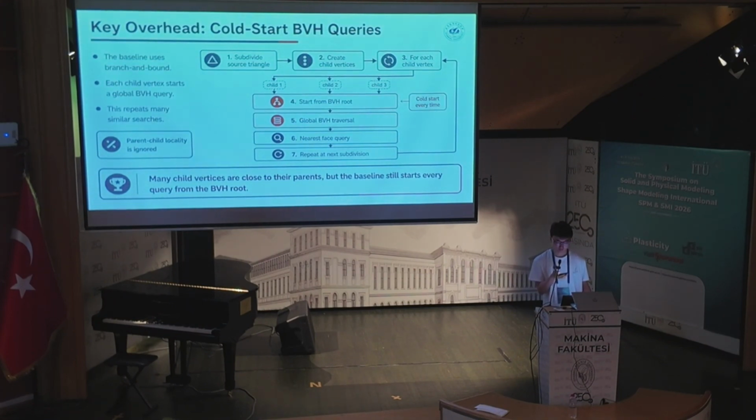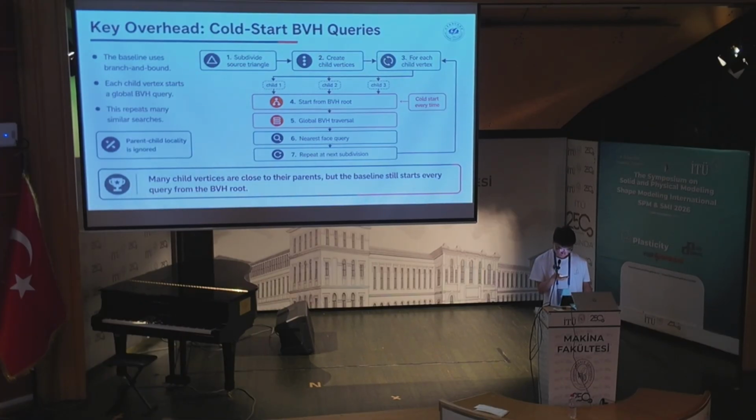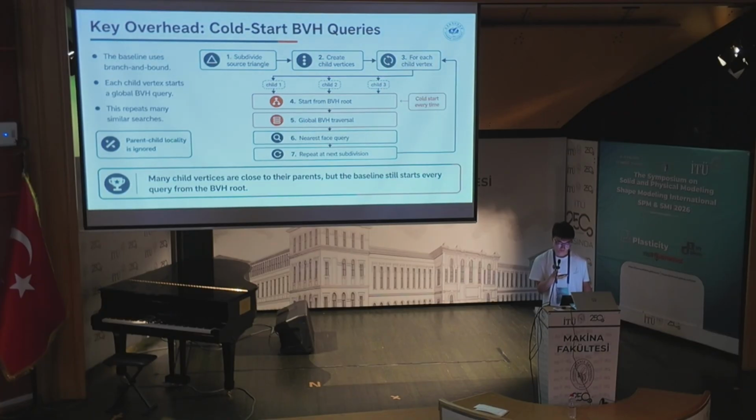subdivision stage. When a triangle is subdivided, new child vertices are created. For each child vertex, the baseline starts a nearest point query from the root of the target BVH. This is called a cold start query, and it doesn't use information from the parent vertex. Each child vertex goes back to the root and performs the global traversal.